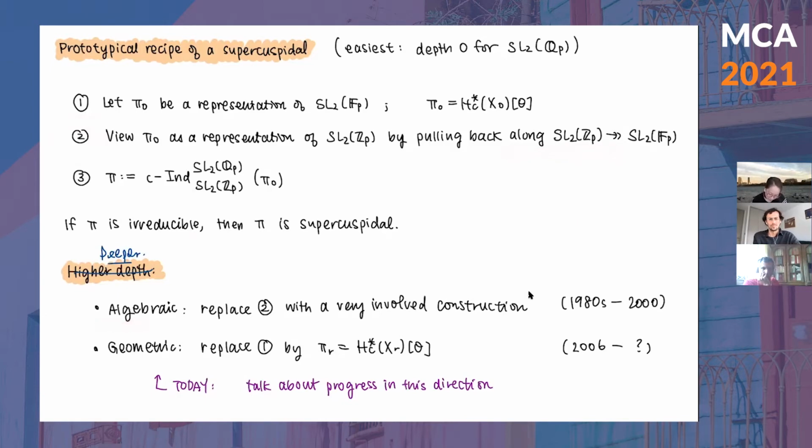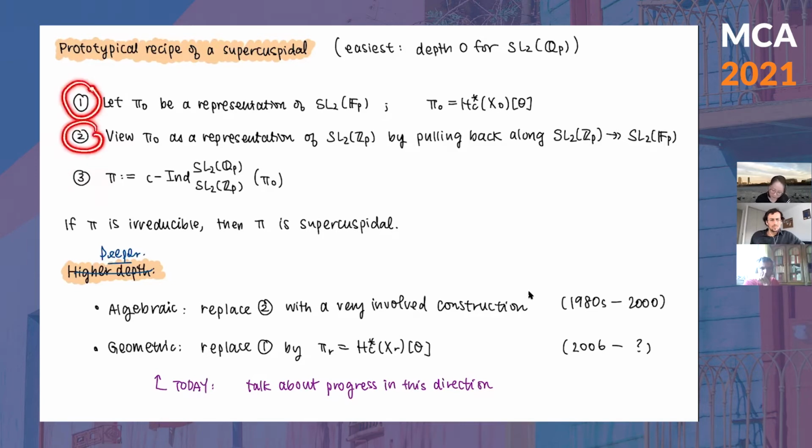And this is the approach that has been taken since maybe the 1980s in constructing supercuspidals of arbitrary depth. So you keep step 1, you keep step 3, but you make step 2 super difficult in an algebraic way. And recently, in the last 20 years or so, another approach that we can take is a more geometric approach. Instead of changing 2 to be something difficult, we're going to change 1 to be something difficult.